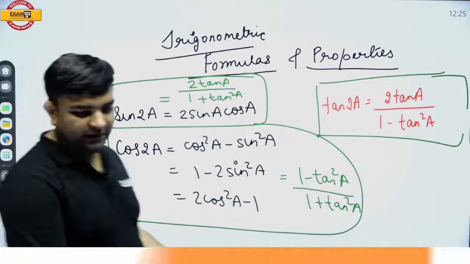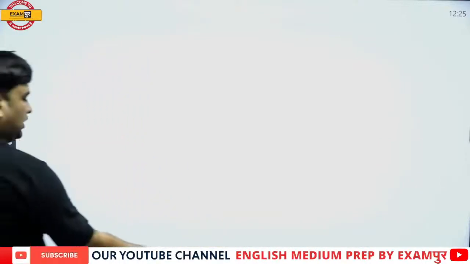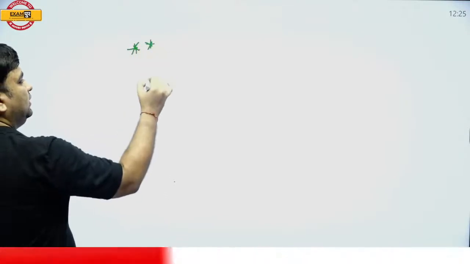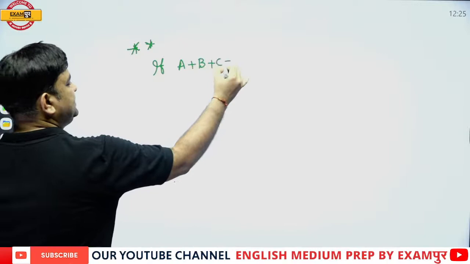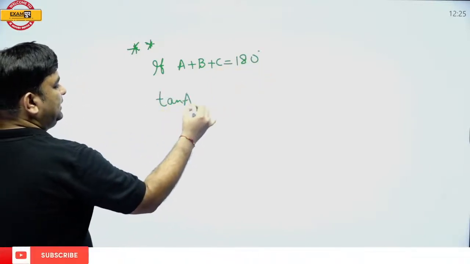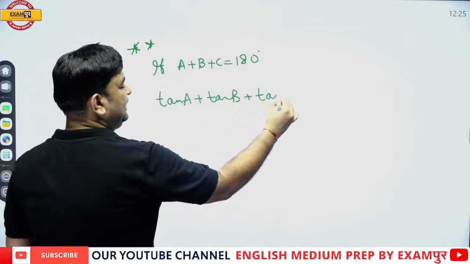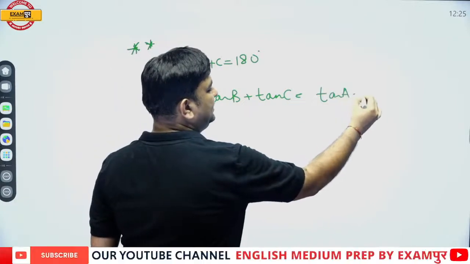So I have given the heading as properties as well. So I'm writing a few properties as well. If A plus B plus C is 180, then tan A plus tan B plus tan C is equal to tan A into tan B into tan C.